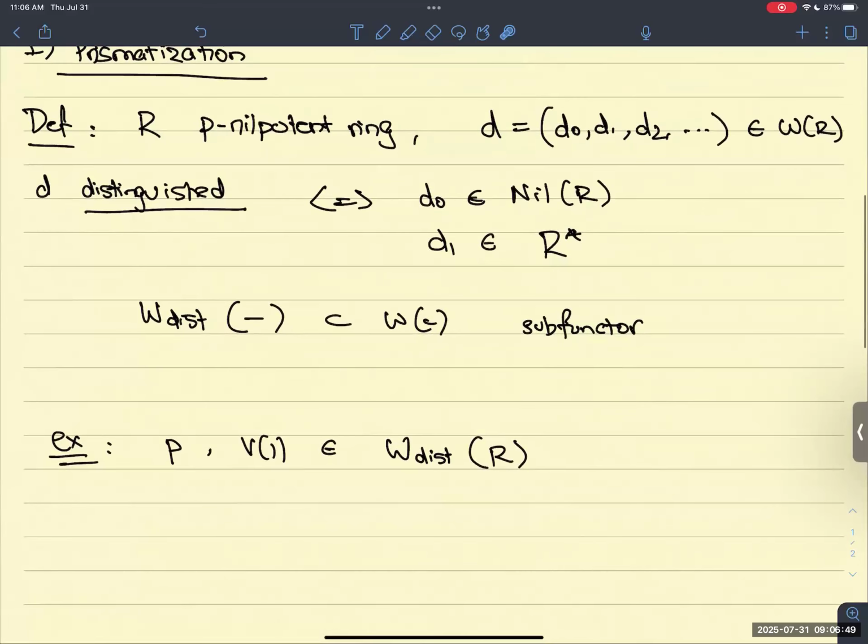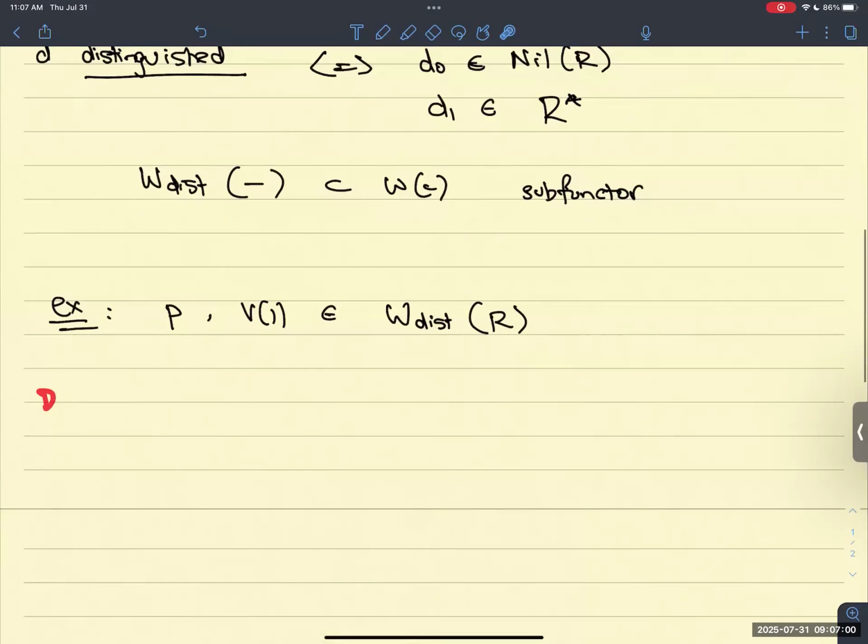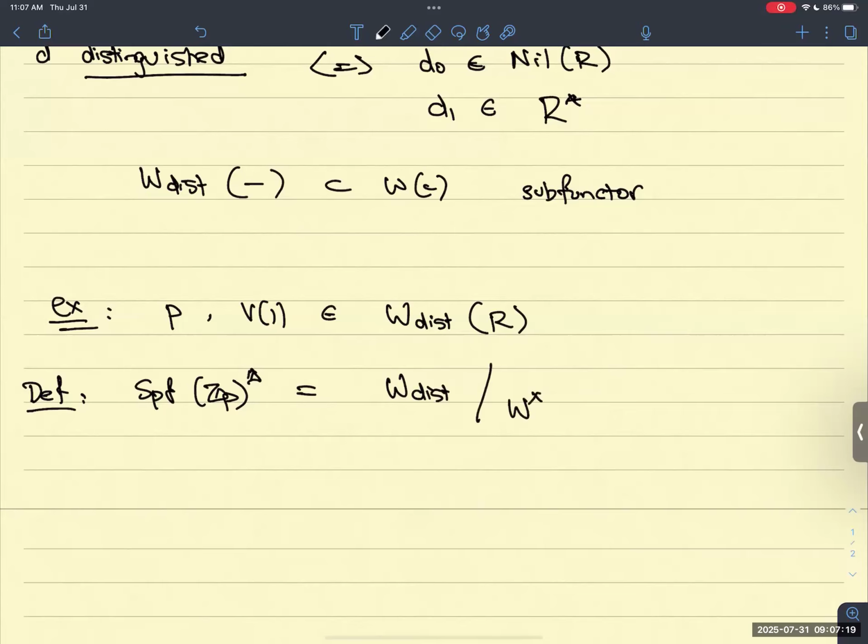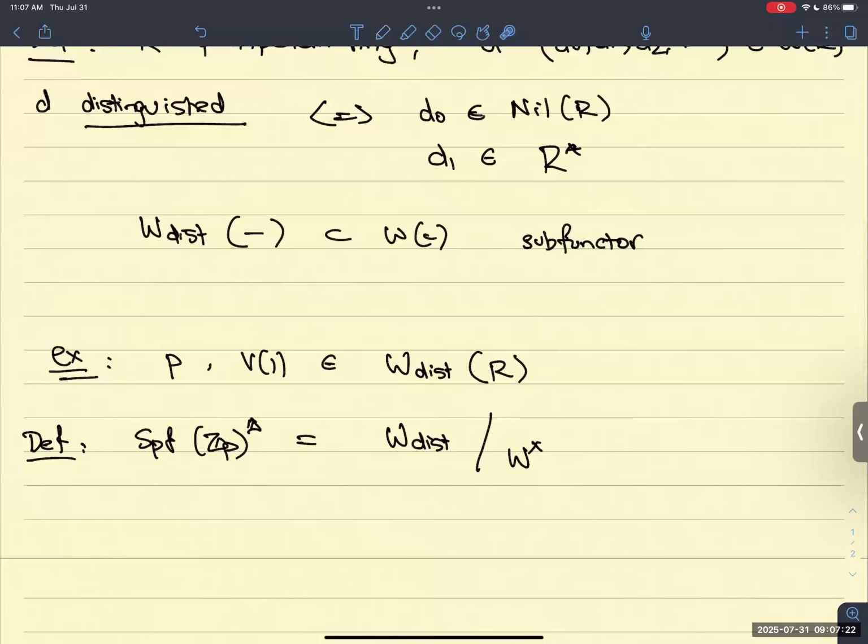And so what we want to do, of course, if you don't want to work with elements on the nose, I'm going to definitely make mistakes if I do that. You want to work with them up to multiplication by units. And so we give that concept a name. So definition: Spf Z_p prism, or X prism when X is the final object, is the quotient stack W dist mod W star. I guess the small thing to check here is that this condition of being distinguished is stable under multiplication by units, but it's not too hard.